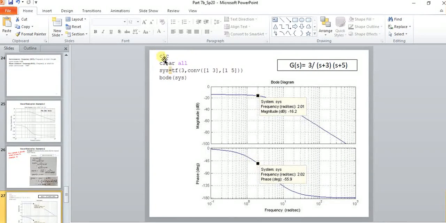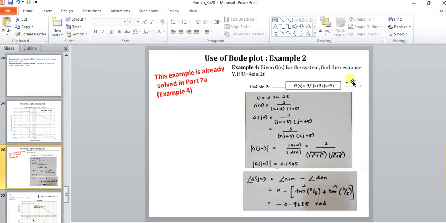This is the code I used to get this Bode plot. We will discuss how to get a Bode plot from MATLAB later, but for the moment just look at the output. So here this is the phase plot and this is the gain plot. This problem says the frequency is 2 radians per second.